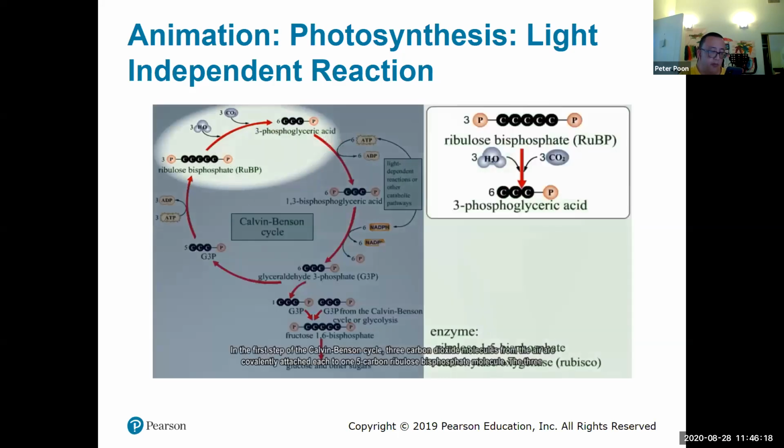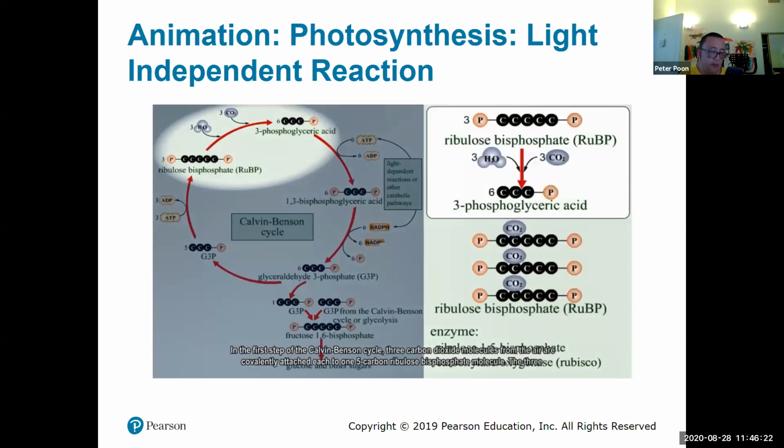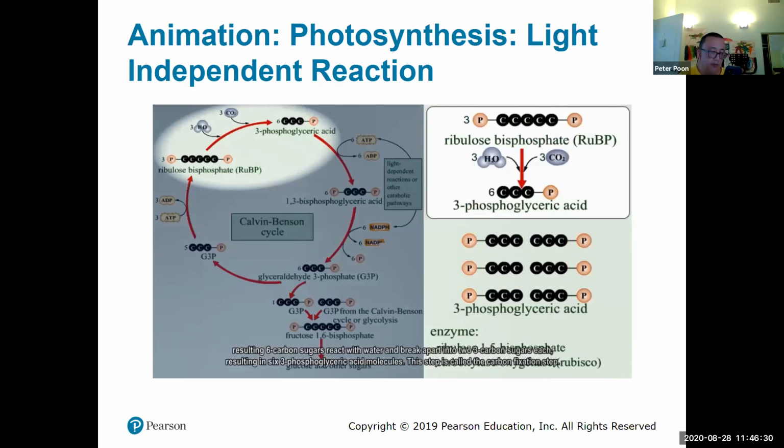In the first step of the Calvin-Benson cycle, 3 carbon dioxide molecules from the air are covalently attached each to one 5-carbon ribulose bisphosphate molecule. The 3 resulting 6-carbon sugars react with water and break apart into 2 3-carbon sugars each, resulting in 6 3-phosphoglyceric acid molecules. This step is called the carbon fixation step.